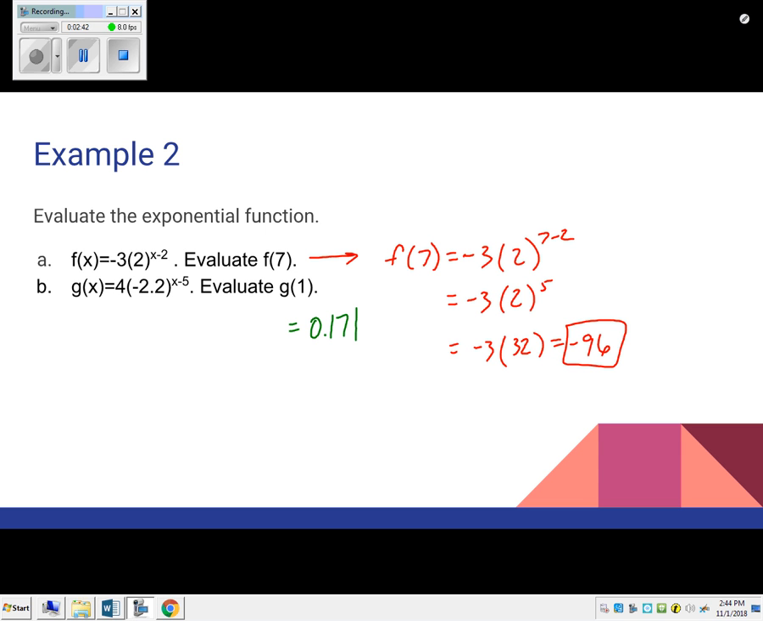Be super careful with those parentheses. I'm raising that negative 2.2 to an even power, so that negative goes away, and I get positive 1.71. Just for ease, I'm going to round everything in this video to 3 decimal places.